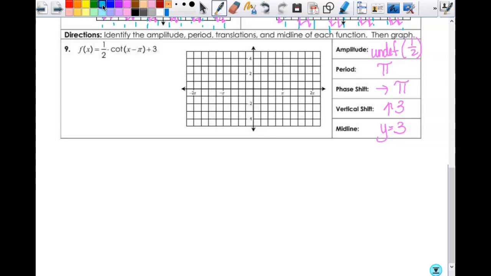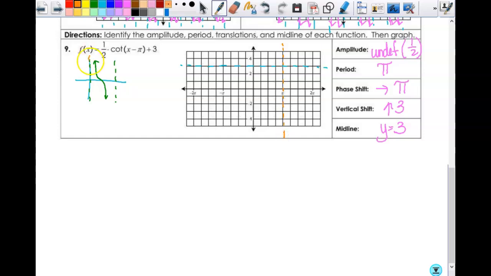So I'm going to start by graphing my midline. And then this is cotangent. The parent function for cotangent looks like this. So I start with an asymptote. So there's an asymptote on the axis, but I have to shift to the right pi. So that first asymptote goes here.